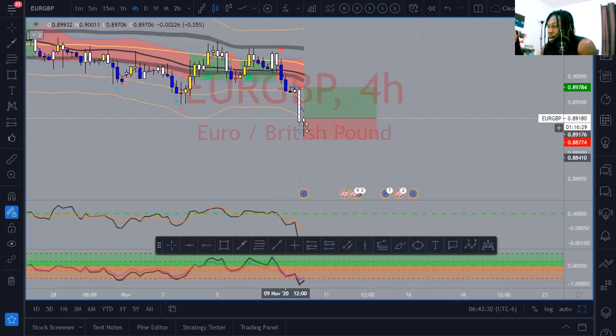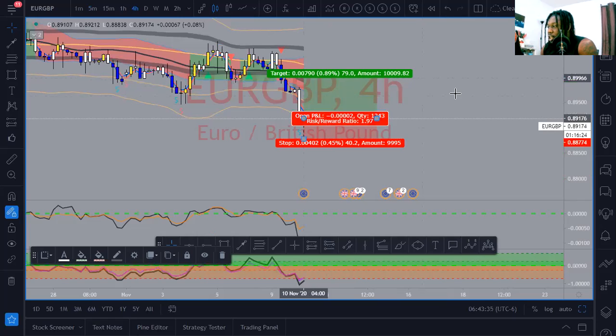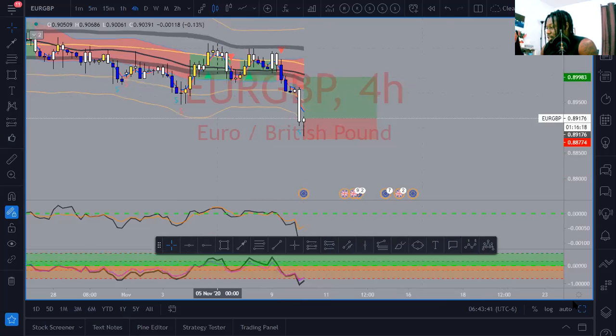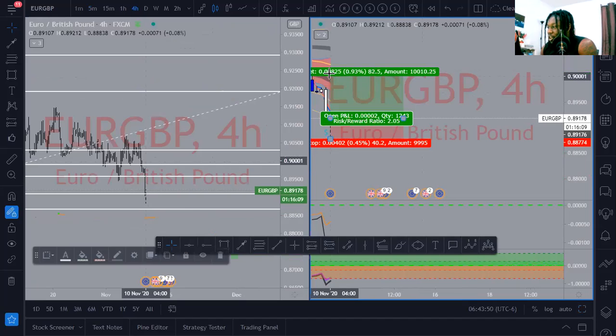Damn, I like that wick. Would love to see some type of retracement like this before price ends up dropping. This is a 1 to 2. Don't really care for that. Let me see what this looks like over here, Roki. 0.91. Yeah, like right around over here. It's a 1 to 2 risk to reward.